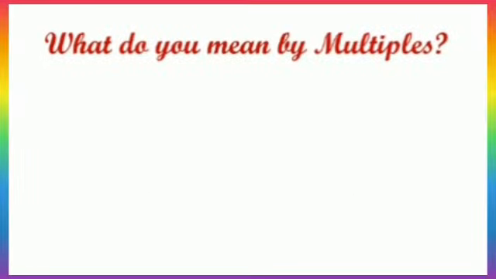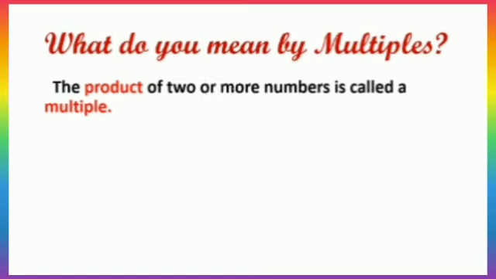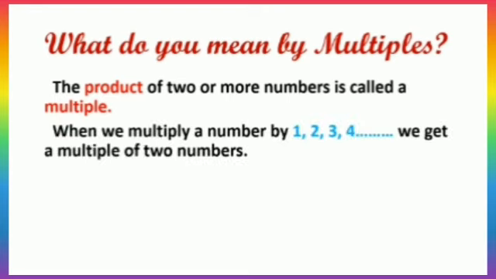The product of two or more numbers is called a multiple. When we multiply a number by any natural number, say 1, 2, 3, 4 and so on, we get a multiple of the number. This can be well explained with the help of an example.